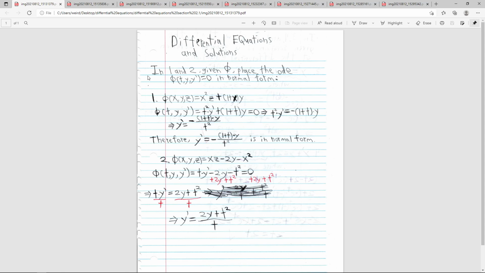In these first two examples, they're quite short because we're given the implicit ODE equals 0, and we want to put it into normal form. That generally looks like this, where we go from that mess of all the variables. What we're given is x squared z plus (1 plus x) times y. So we converted into t, y, and y prime from x, y, and z.